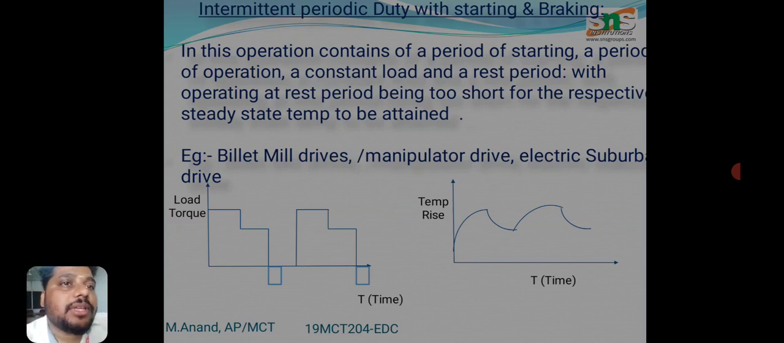So these are some of the motor duty classifications of electrical drive systems.